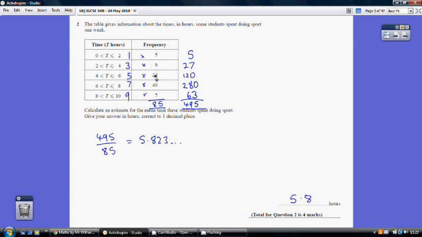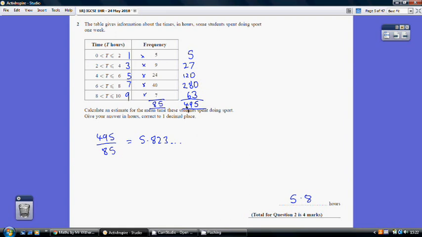So we then cross multiply to get the total number of hours. 5 times 1, 9 times 3, 24 times 5, and so on. And then we add up these subtotals to get 495 hours. So that's the total number of hours spent by the students. Now, how many students are there? It doesn't tell us in the narrative here. So we've got to add up the students. We add up the frequencies, and we find there are 85 students.